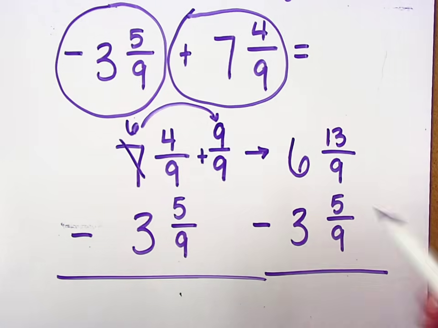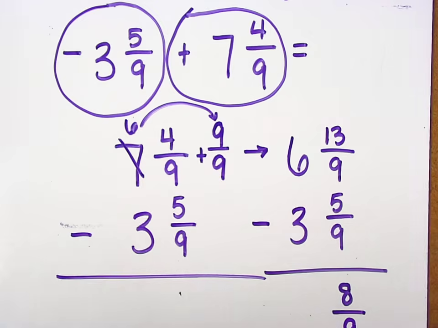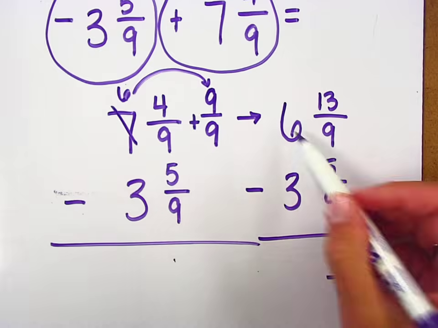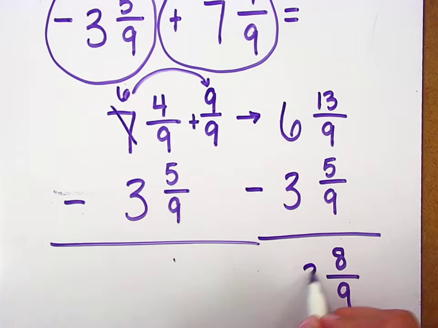So 13 minus 5 is 8. We know our denominator does not change. And now we can subtract our whole numbers. So 6 minus 3, which is 3.